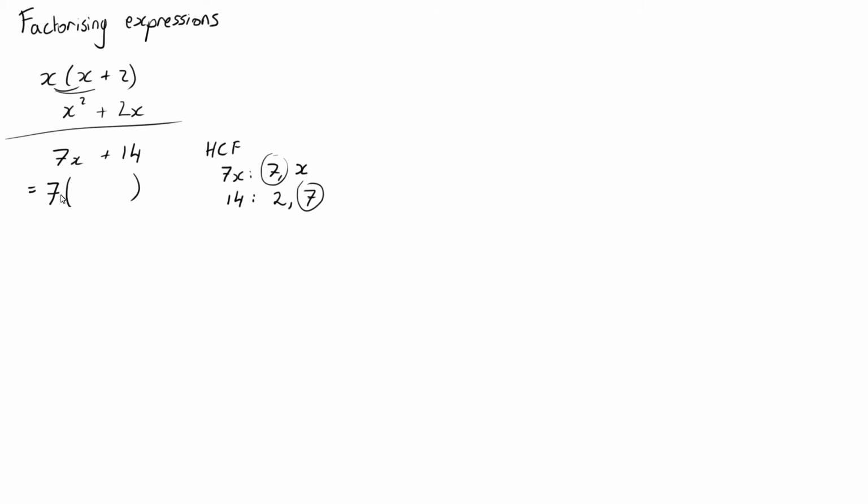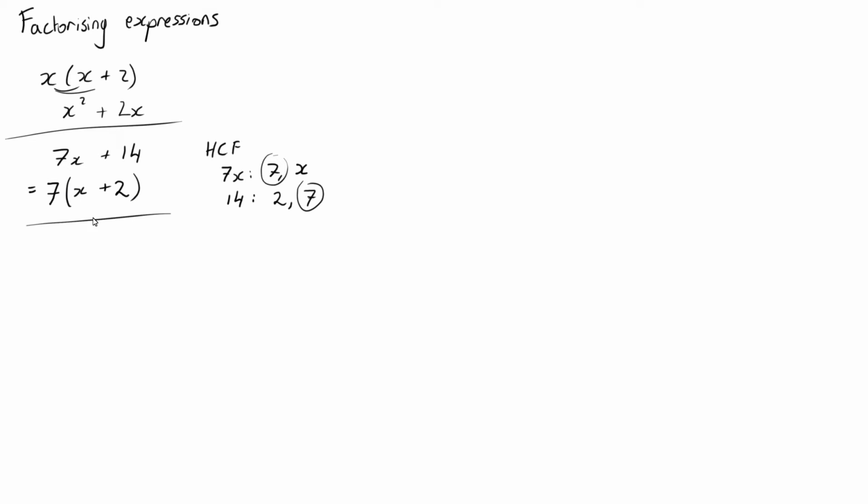Inside the brackets we say, 7 times what will give us our first term in the expression, 7x. So 7 times x will give us 7x. And then we say 7 times what would give us 14. The answer in this case is 2. Well, positive 2, because we've got positive 14. So factorising 7x plus 14 gives us 7 times x plus 2.